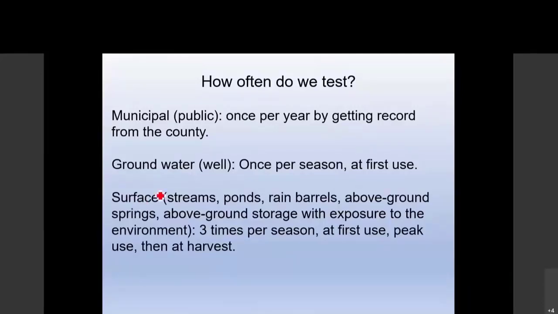So surface water is streams, ponds, rain barrels, above ground springs, any above ground storage that has exposure to the environment. And you're going to want to test 3 times per season: at first use, peak use, and then at harvest.